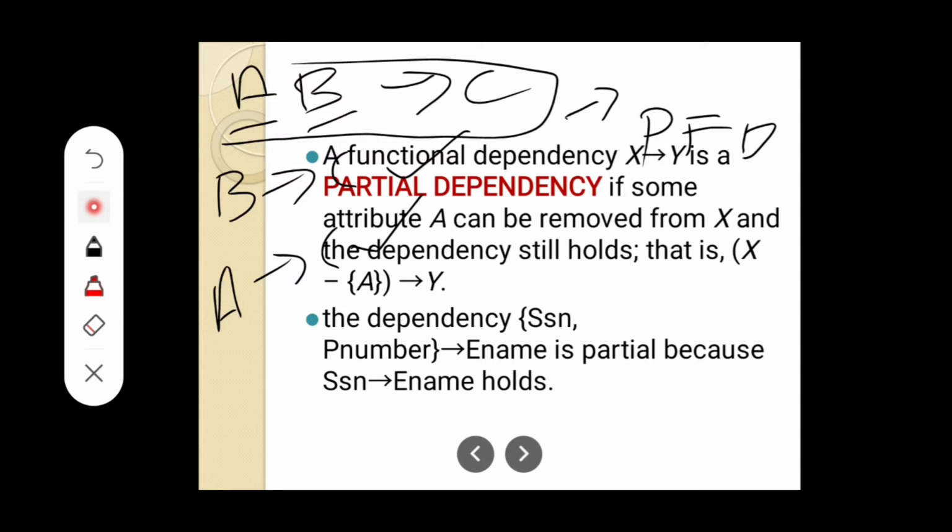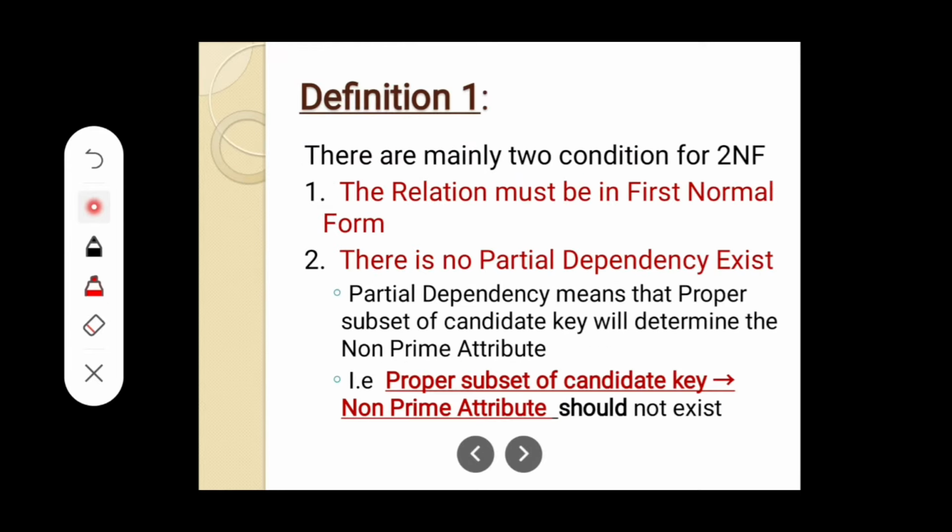So in second normal form the condition is that partial dependency must not exist. Only full functional dependency may exist in second normal form. So let us look at the condition of second normal form. So this is the definition.